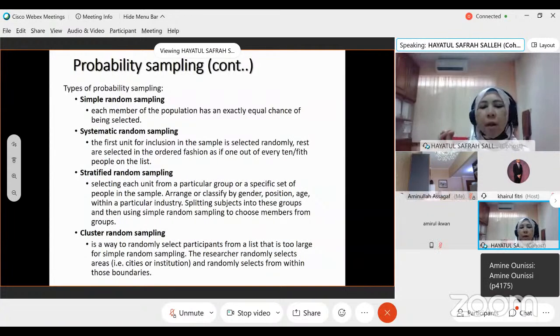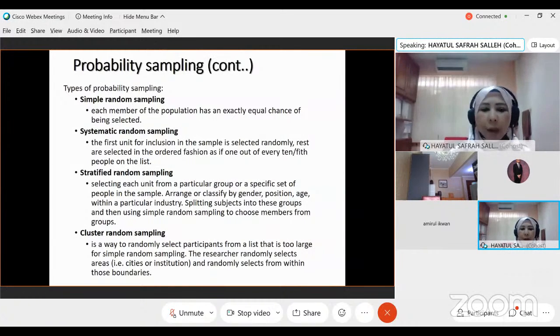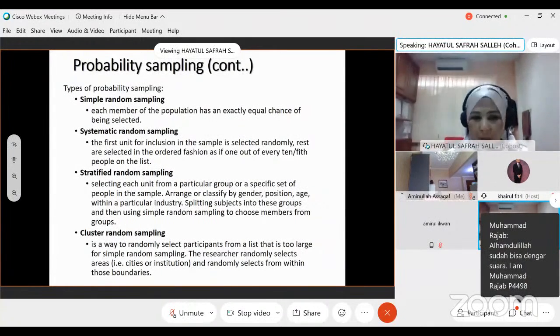So you select from the male group, how many? And then you select from the female group, how many? So you use stratified random sampling because you want to make sure that the proportion of male and female is almost similar. Maybe that is what your study is all about. So it depends on your study, and that is only an example.